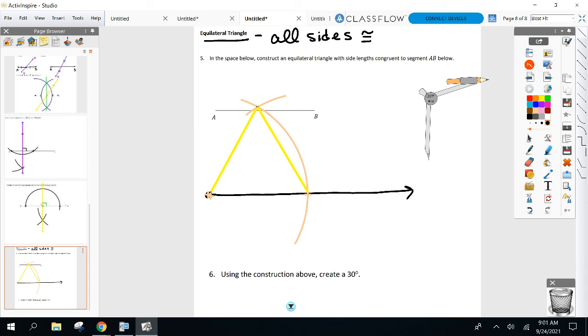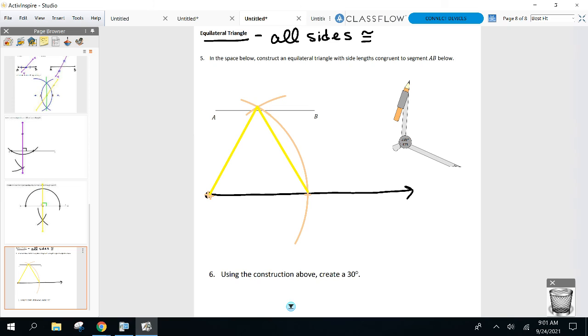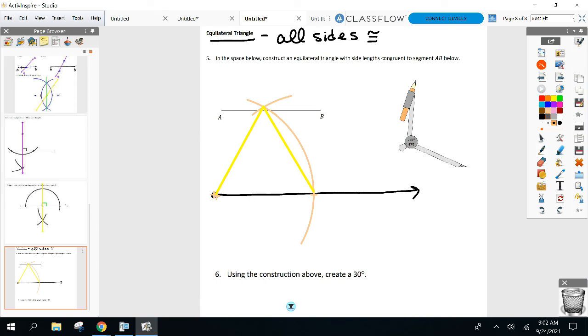And if you're unsure if you did it right, take your compass back, remeasure all 3 sides, and see if it's equal to the length of AB. And it should be. Boom. 1, 2, 3. I have all sides measured to AB. Congratulations, you have constructed an equilateral triangle all on your own, just using 2 arc marks.